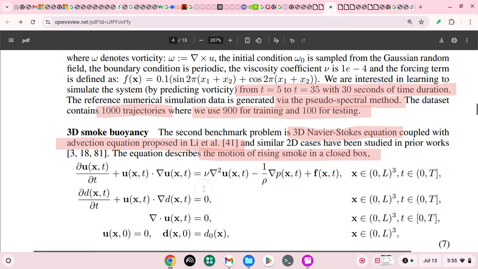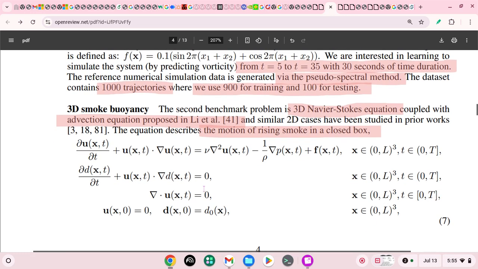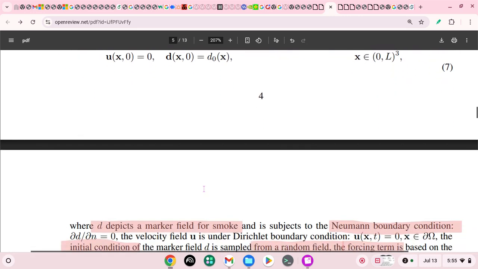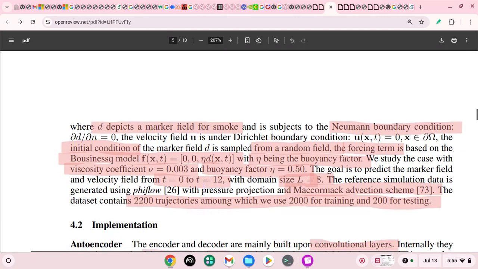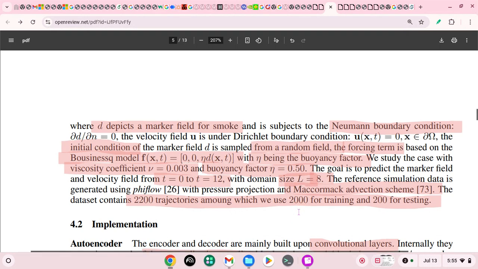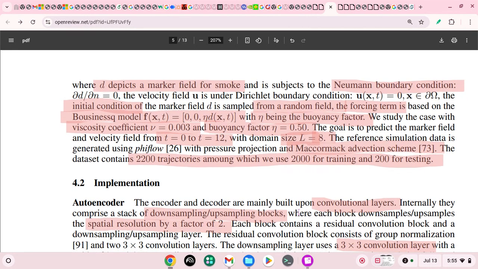And similarly, a 3D smoke buoyancy problem is modeled by the Navier-Stokes equation and additional advection equations. Here they build 2,200 trajectories, sorry, and 2,000 trajectories are used for training and 200 for testing, which is too high for putting into a training set.